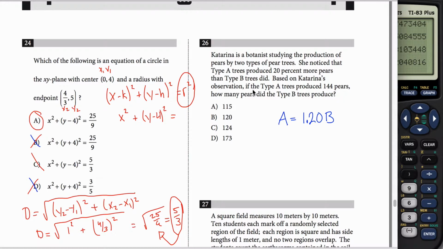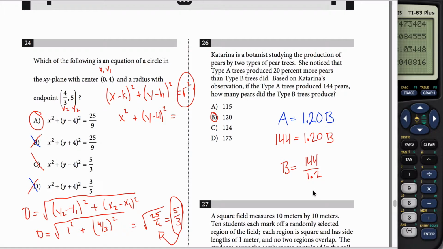Based on Katrina's observations, if the type A trees produced 144 pears, how many pears did the type B trees produce? Well, all I've got to do is say you're telling me A is 144, and I've already set up this equation that models the difference between types A and B. I can solve for B. Divide by 1.20. You get that B is 144 divided by 1.2, which gives you 120 if you plug that into a calculator. That's because 12 times 12 is 144. Trust me, it's 120. Plug it into a calculator.